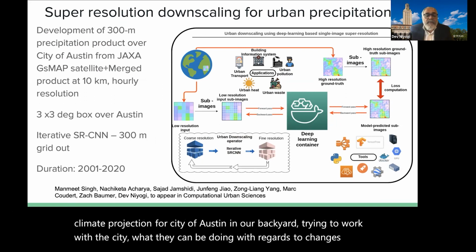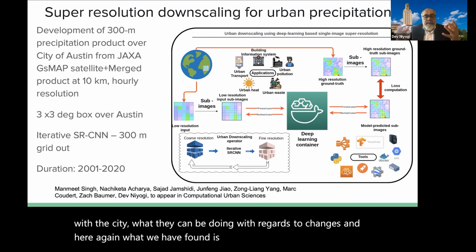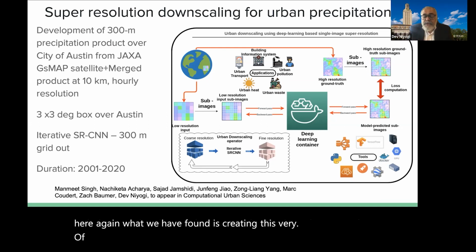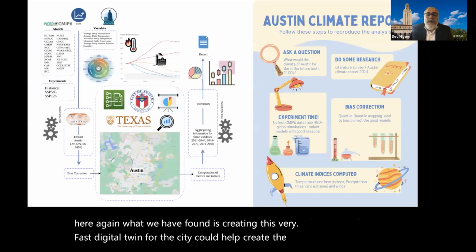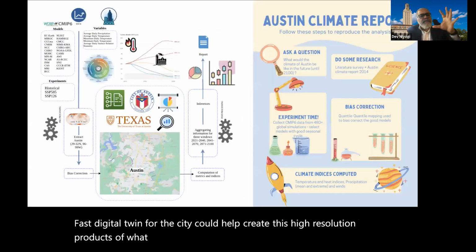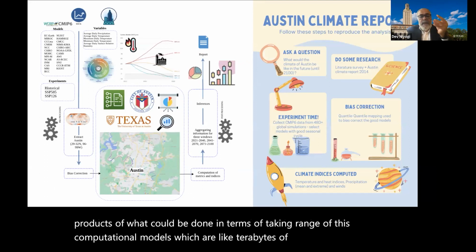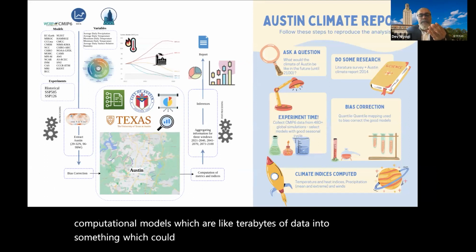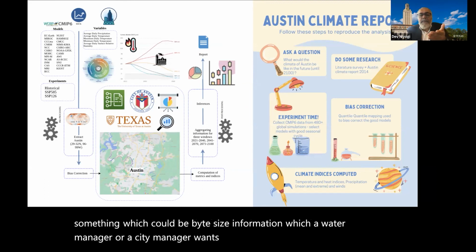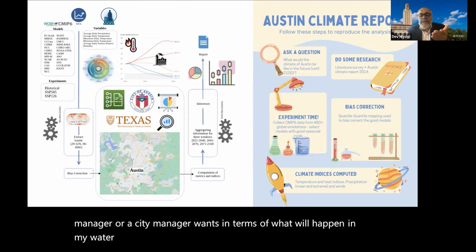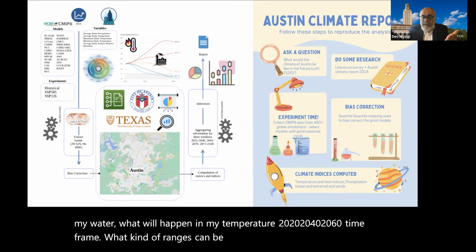And here again, what we have found is creating this very fast digital twin for the city could help create this high resolution products of what could be done in terms of taking range of these computational models, which are like terabytes of data, into something which could be bite-sized information, which a water manager or a city manager wants in terms of what will happen in my water, what will happen in my temperature, 2020, 2040, 2060 timeframe, what kind of ranges can we expect, what kind of planning we could expect.